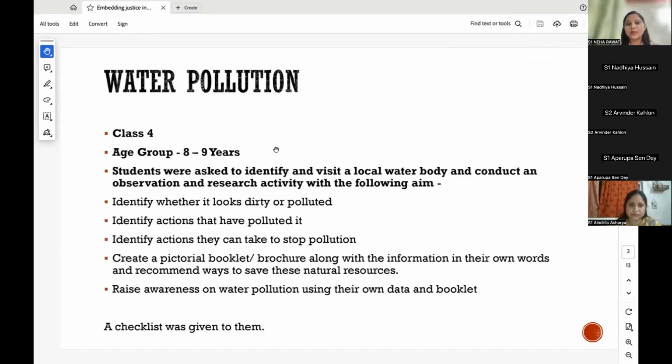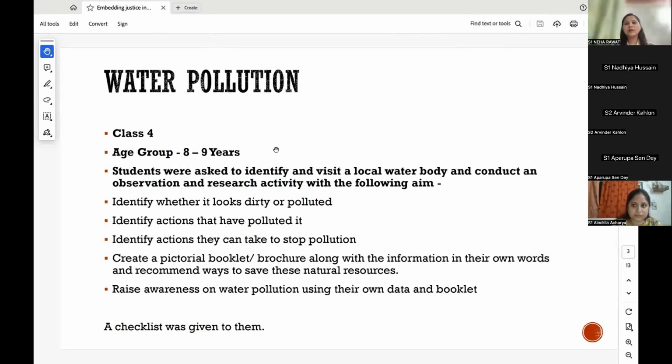This is the second example, again for class 4. This is the research work given to the students. They were asked to identify a local water body, and then the research was to be conducted, for which pointers were also given to the students. It could be any pond, lake, river, and then they have to check whether it's looking dirty or polluted, or is it clean. If it's dirty, then identify the actions that have polluted it. Identify those actions which you can take to stop the pollution.